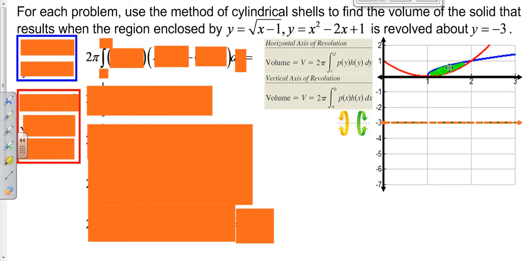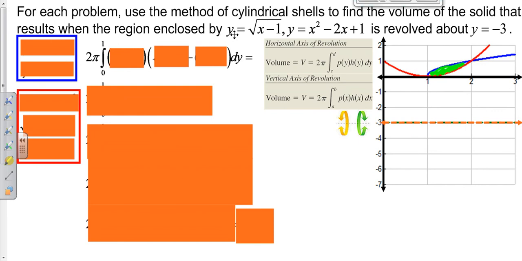We're going to take that shaded region in between them, and we're going to revolve that around our y equals -3. Since it's a horizontal axis of revolution, we need to be dealing with y's. Our bounds then will have to be where the y values are that we go. We go from a height of 0 up to a height of 1.